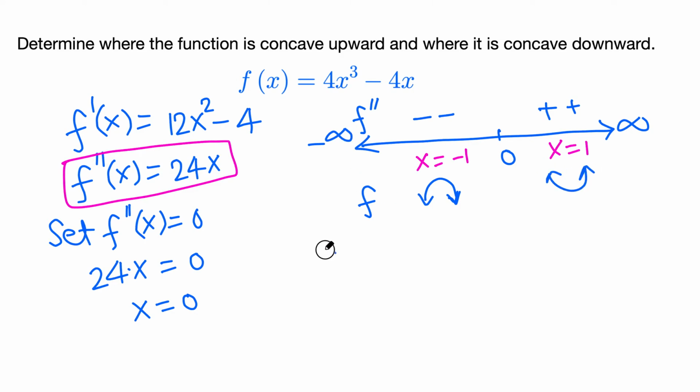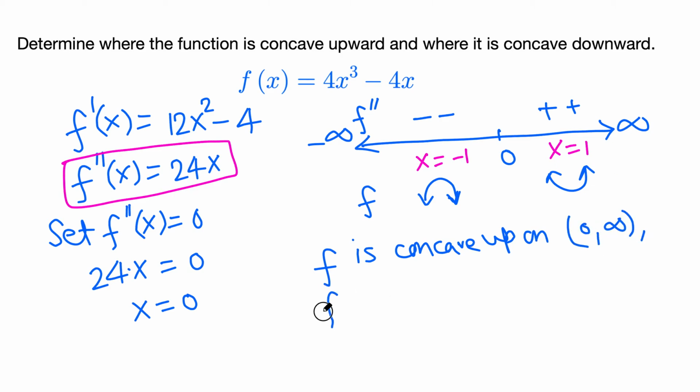So the answer is, the function is concave upward on 0 through infinity. The function is concave downward on negative infinity through 0. At 0, the concavity changes.